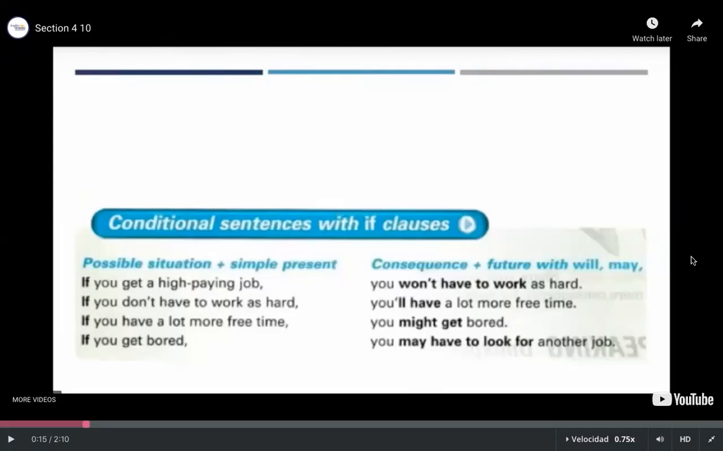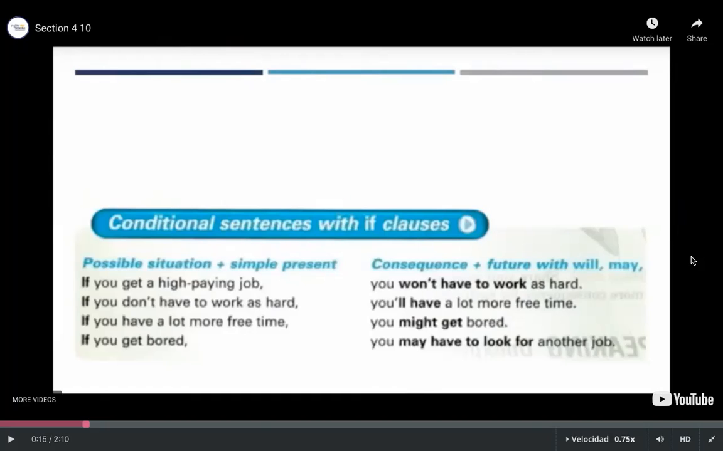Possible situation. If you get a high paying job, you won't have to work as hard. If you don't have to work as hard, you'll have a lot more free time. If you have a lot more free time, you might get bored. If you get bored, you may have to look for another job.